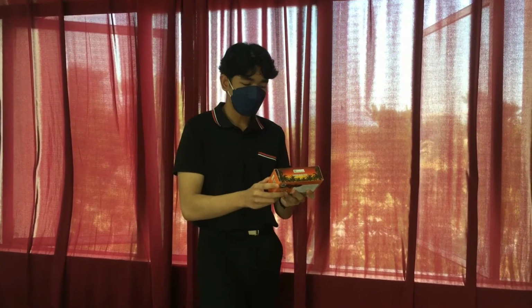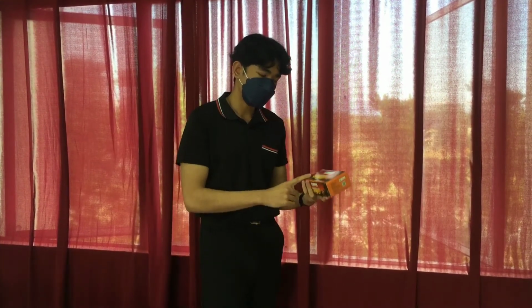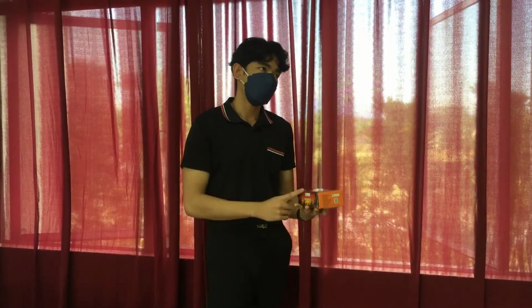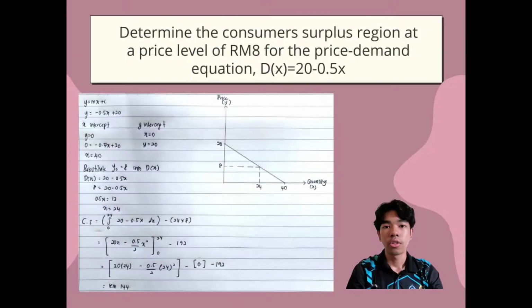So the customer is willing to pay more than the normal price. The normal price for a box of dates is RM8. So let's find the consumer surplus. Consumer surplus is defined as the difference between the price a consumer pays for an item and the price he would be willing to pay rather than do without it.